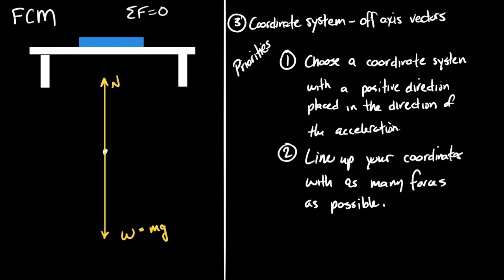So although I'm saying line it up with as many coordinates as possible, what I'm saying is find forces that are already at right angles to each other and line it up that way. This one is stupid easy, right? I'm going to make the Y direction that way and the X direction this way. Told you the first one is super simple.